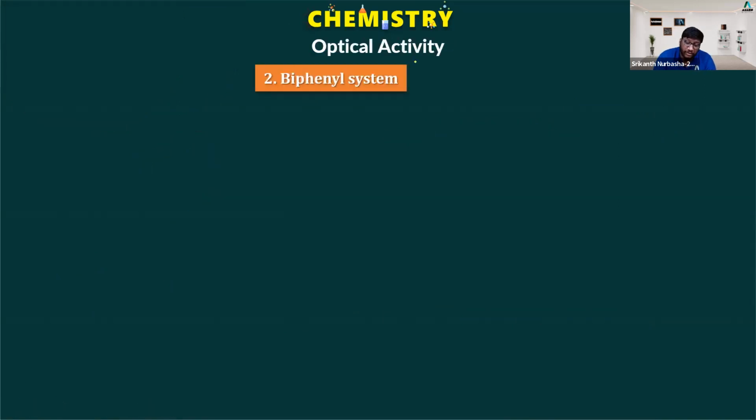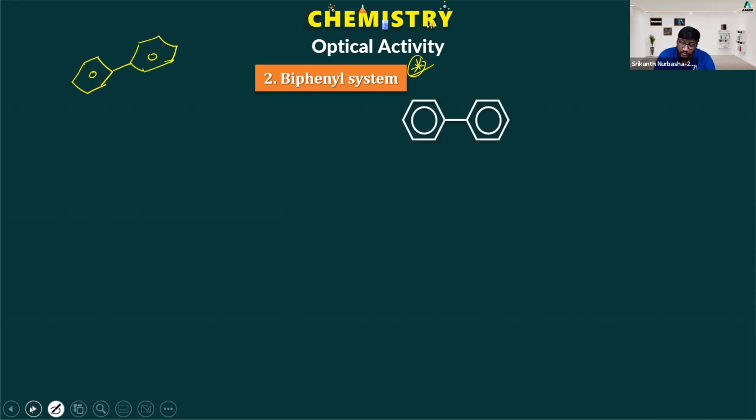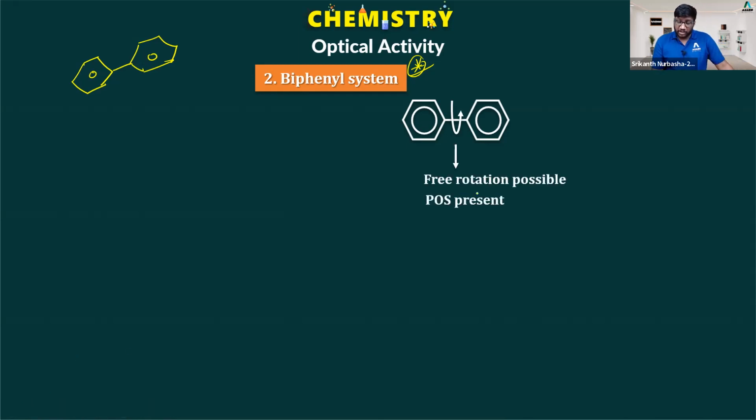Next, consider the biphenyl system. Biphenyl means this type of system where two phenyl groups are connected. Two phenyl groups are connected in this fashion. So rotation around carbon-carbon single bond is accepted or not accepted, students? Rotation around carbon-carbon single bond, that is accepted. Free rotation is possible. So free rotation possible means plane of symmetry present or not?